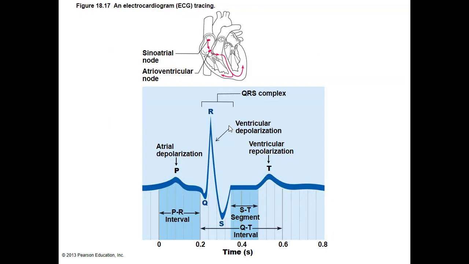There's my better picture. There's your atria depolarizing. There's your QRS complex. That's where your ventricles are depolarizing and your atria are repolarizing. And then the T wave is your ventricular repolarization. Ventricles are repolarizing, or resetting themselves.